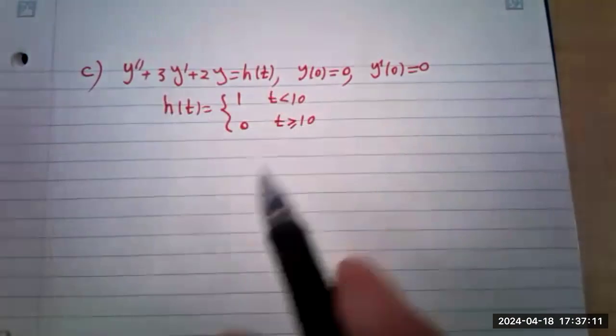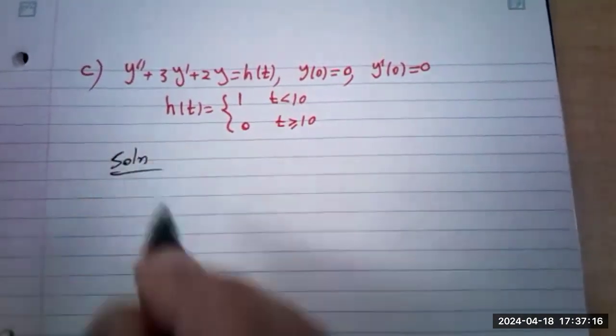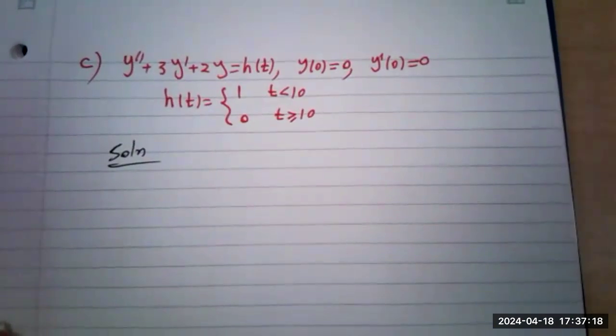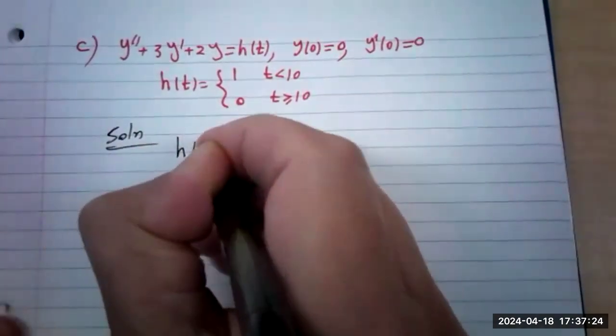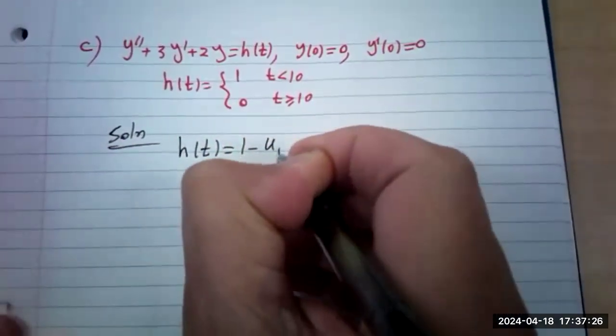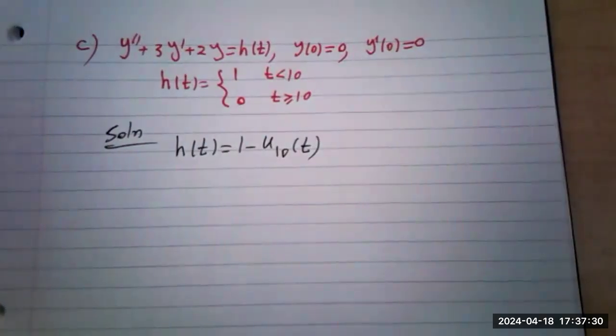So again, quickly, you can see the Laplace of the solution. Your function is not 0, 1, it's 1, 0, so it's the complement of the unit step function. So h(t) is going to be 1 minus u_10(t). Okay, make sure you don't miss it right at the beginning. If it's 0, 1, it's a unit step function. If it's 1, 0, it's the complement.